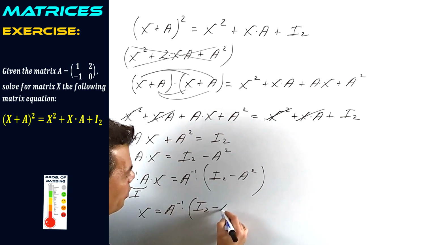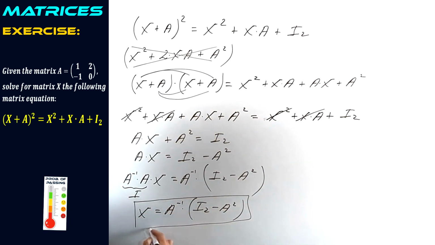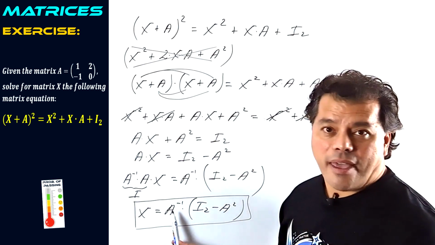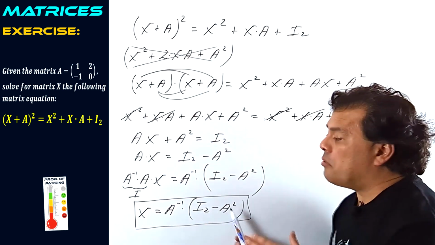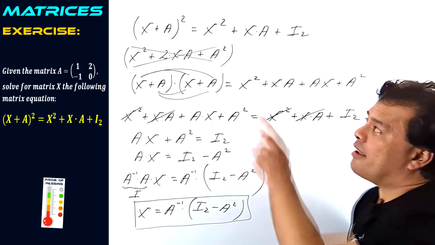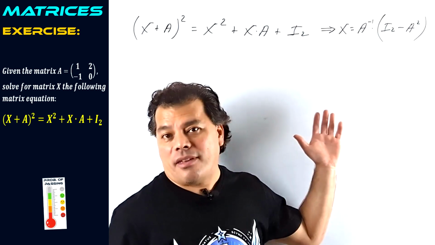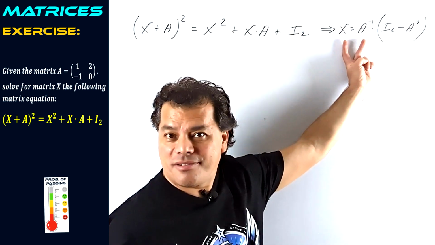And what are we going to do now? Well, we are going to calculate the inverse of matrix A, we are going to calculate A squared, and we will have the solution for this huge equation. As I ran out of space on the whiteboard, here you have the result of the previous calculations.